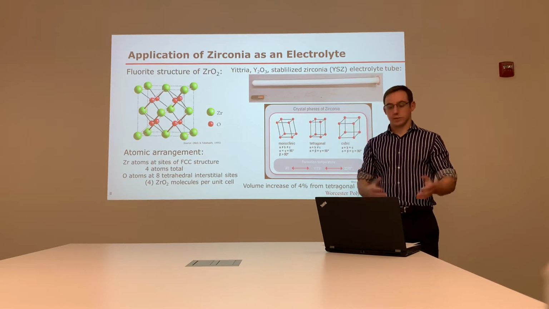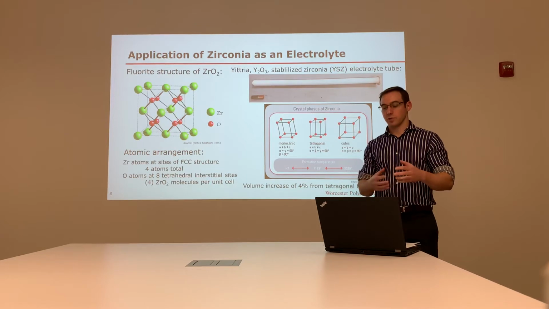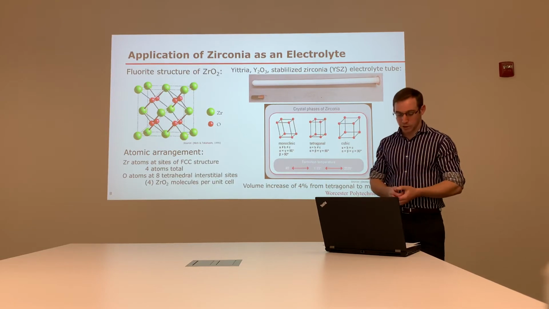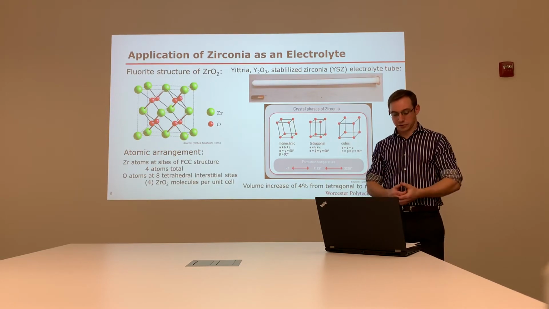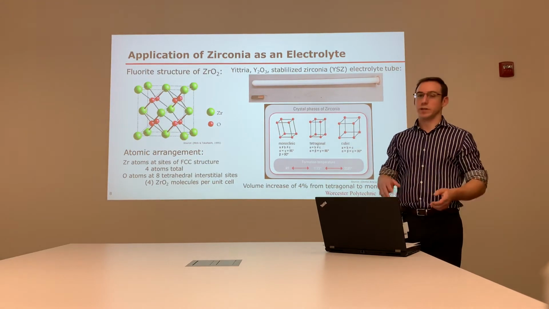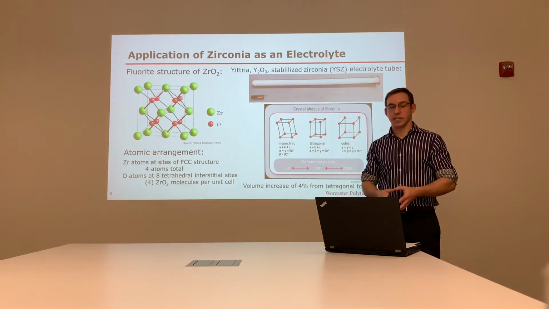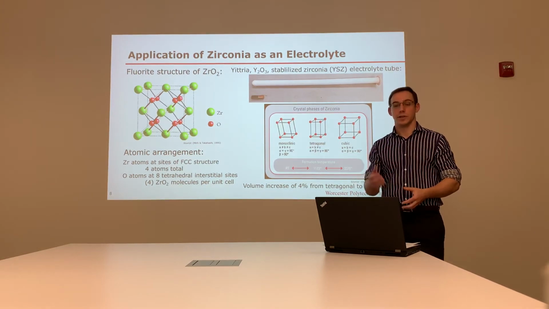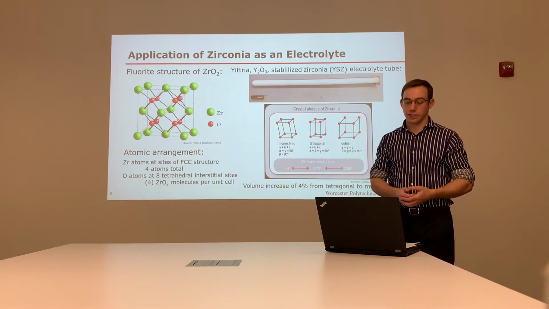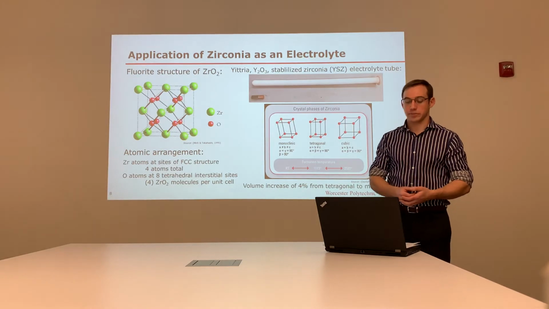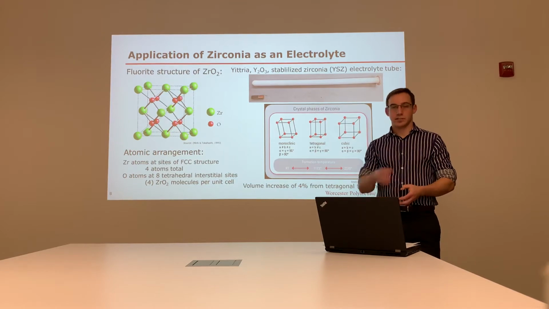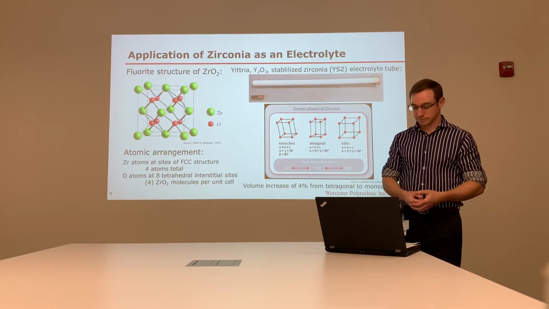So adding yttria to zirconia prevents it from making these violent changes. It's still possible to occur, but it stabilizes it much more, improves the thermal, mechanical, and electrical properties. And it really doesn't require too much yttria to do this. Anywhere from 2 to 12% will stabilize the zirconia and make it a much more useful material for this application. And we can see that the general structure of zirconia is a fluorite structure. It has zirconium atoms at the sites of the FCC structure with oxygen atoms at the 8 tetrahedral interstitial sites.